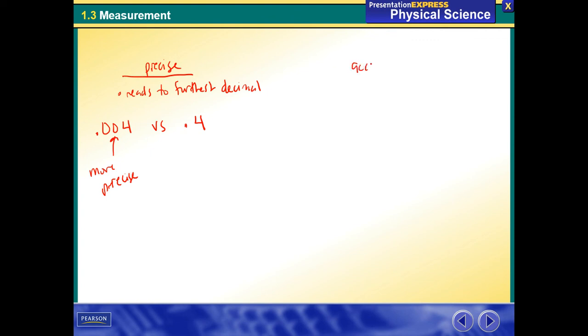If I say accuracy, this is when you're going to say, was it correct? Even if something reads to 0.004, was it an actual correct measurement? And the biggest example we can give is a clock. If you have a clock that reads to the seconds, you're going to be precise. If you have a clock that only reads to the minutes, you're not going to be as precise.